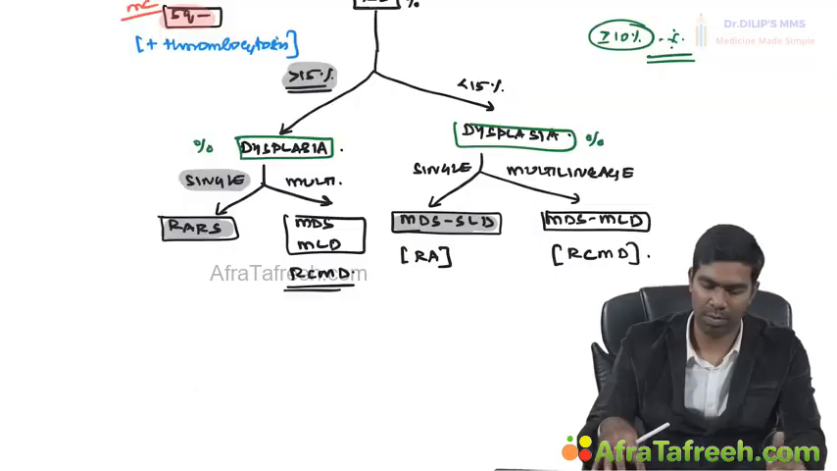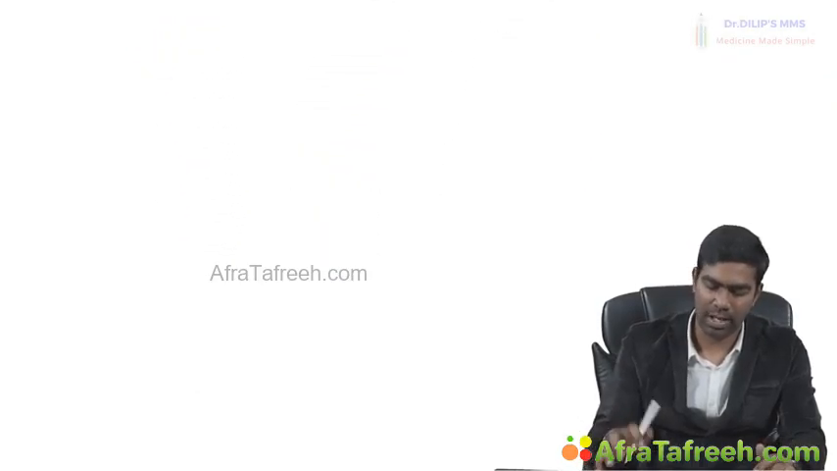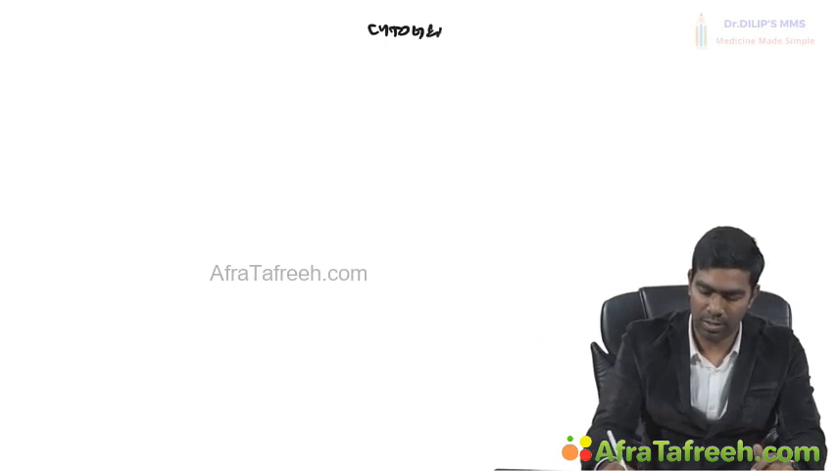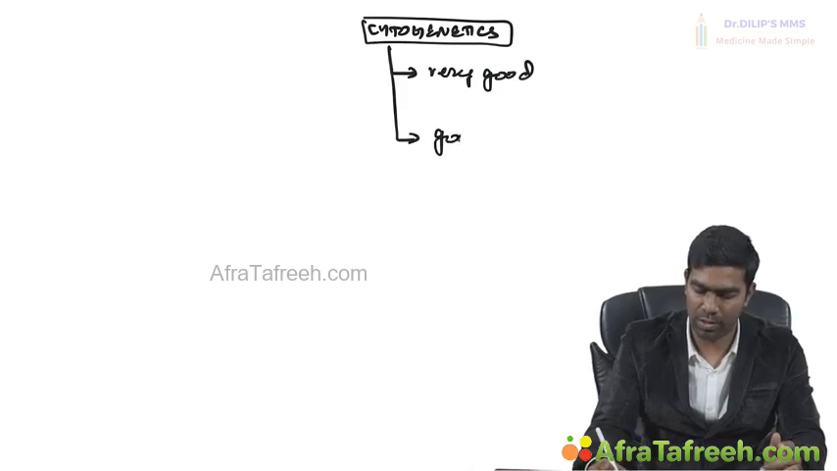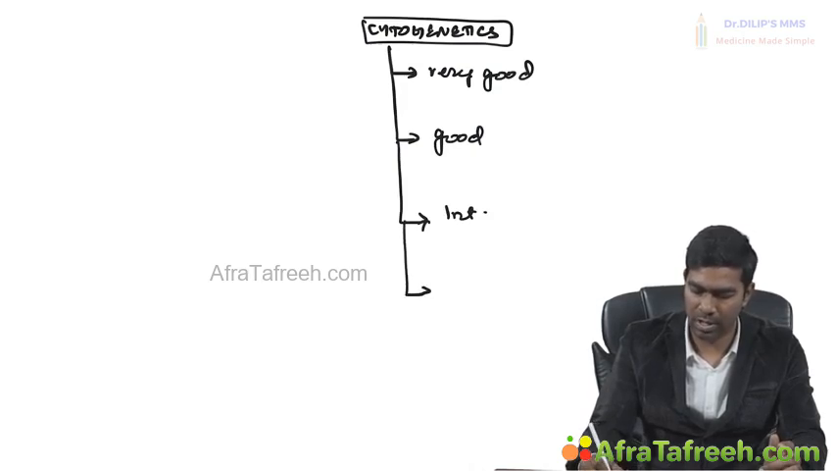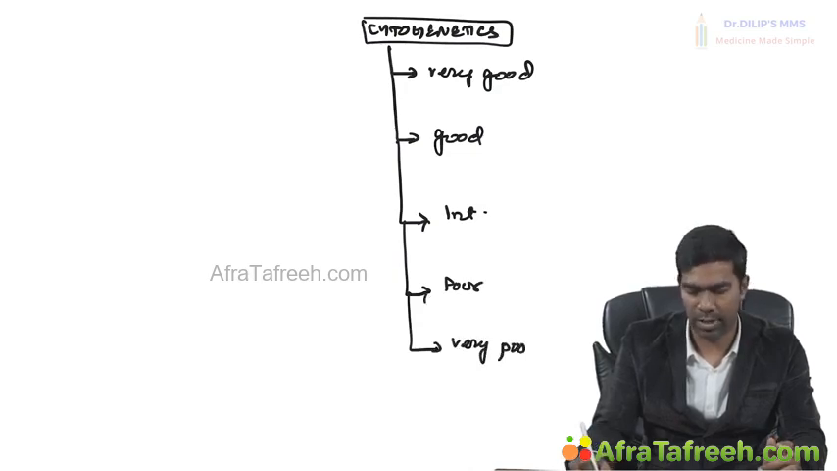Even though it's a big algorithm, it is clearly going to help you find out the type of MDS in a very easy way. Next, as we move on to our hero, cytogenetics. A lot of cytogenetic changes. You can start from a very good cytogenetic change. You also have good cytogenetic changes in MDS, and some intermediate cytogenetic changes. Then you have poor cytogenetic changes, and also very poor cytogenetic changes.